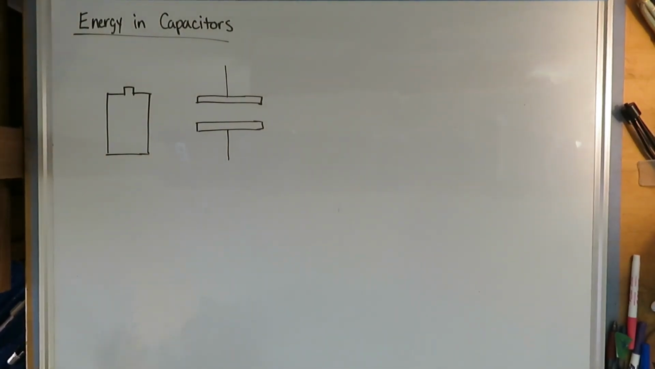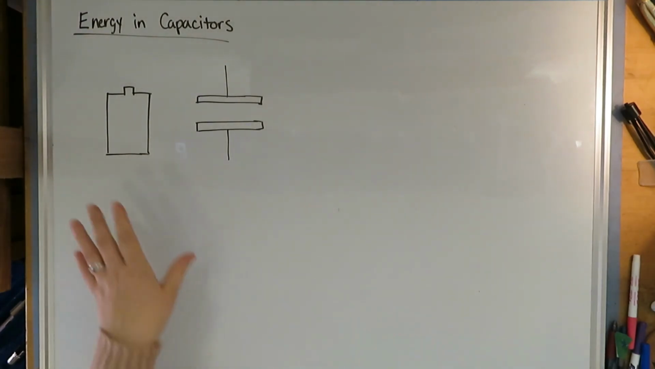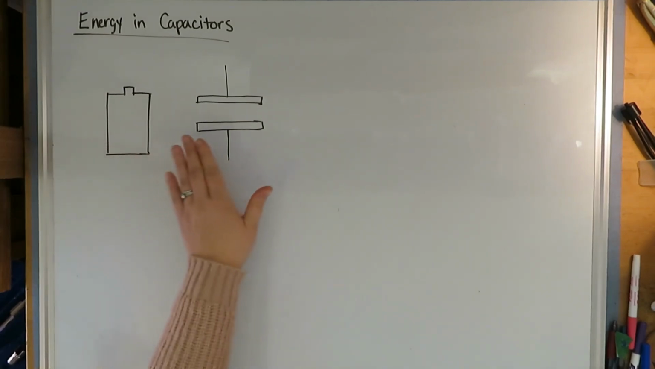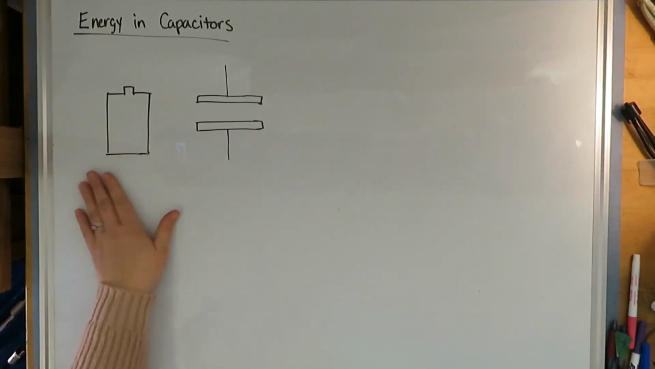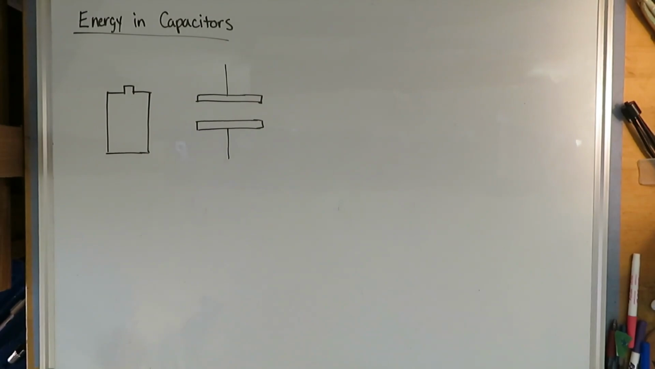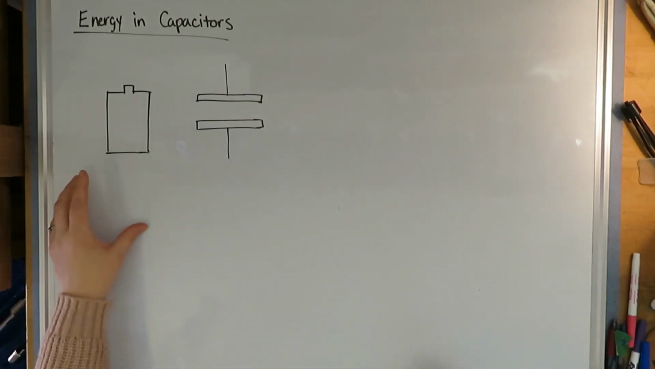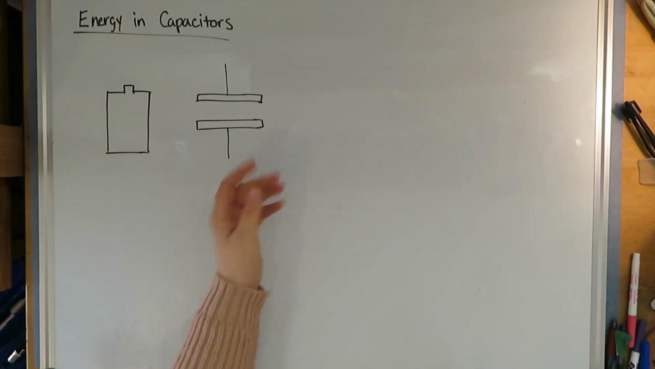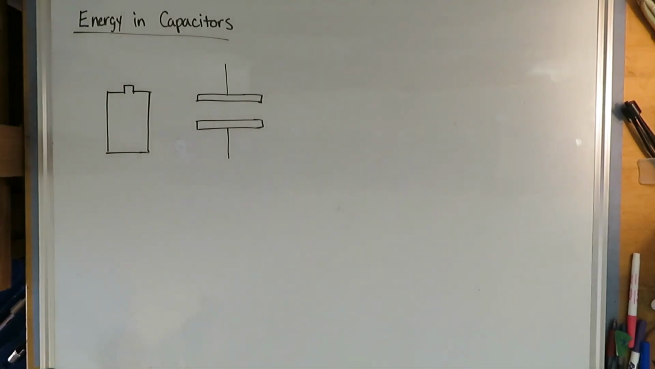So our last topic for this unit is energy in capacitors. We've just talked about sources of potential. We've talked about capacitors. We've talked about arrays of batteries. We've talked about arrays of capacitors. But we haven't really talked about energy. And the batteries provide our source of energy. Capacitors store charge. Charge is related to energy. But how are they related?